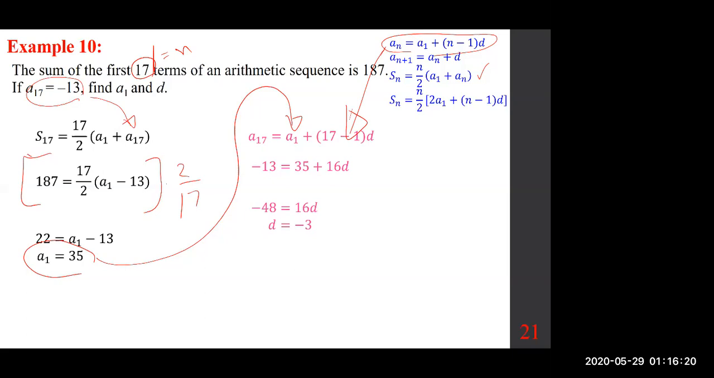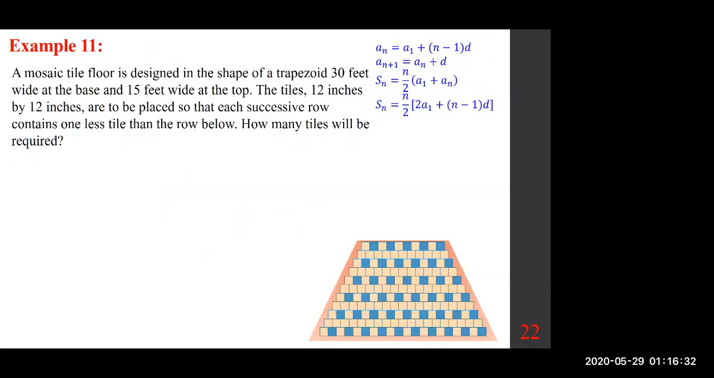All right, we're going to move on, class. Here's the next one. A mosaic tile floor is given. Could somebody read the question for us, please? Okay, anybody want to read the question for us? I can do it. Please.